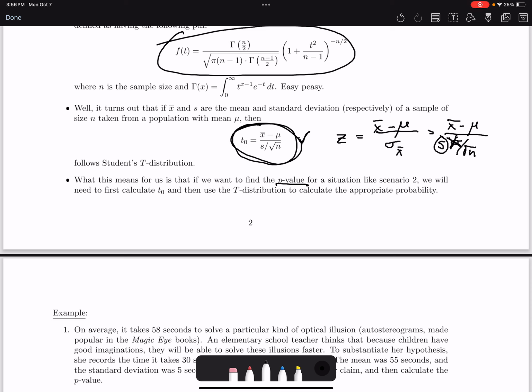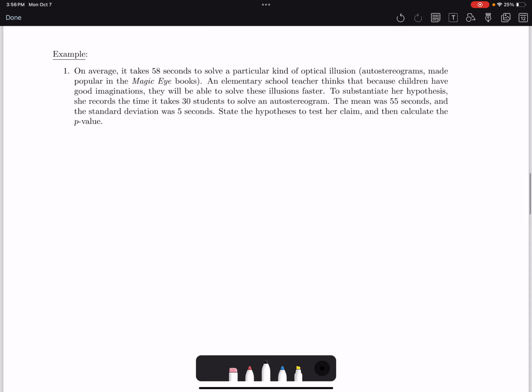And so it'll be a two-step process. We'll first calculate this t-score that we've talked about, and then we will use the t-distribution in Desmos to calculate the appropriate probability. So let's do that for that second scenario.